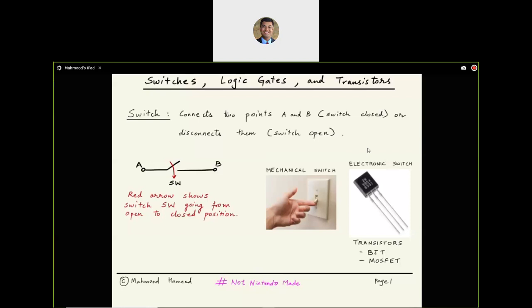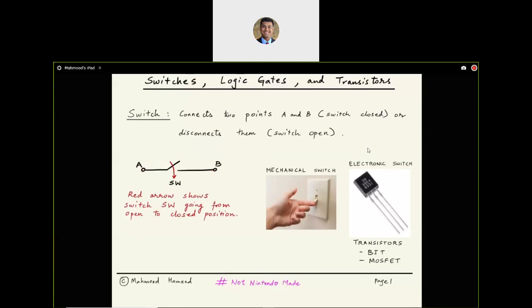So, a switch, and you see a switch several times every day. A switch is simply used to connect or disconnect 2 points. So in this particular diagram, we have A and B as two endpoints, and in the middle there is a switch, a toggle switch, a push button switch, a slide switch, whatever you may have. And that red arrow over here indicates that you could have that switch be open, in which case A and B would be disconnected and no current can flow between A and B.